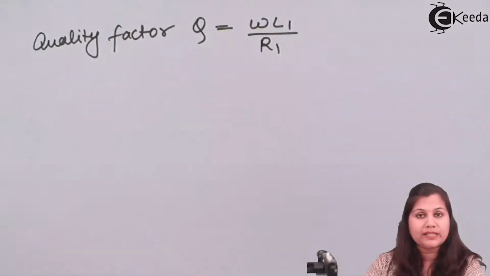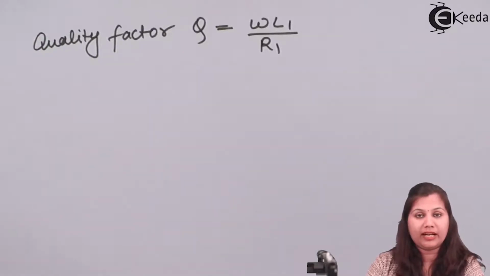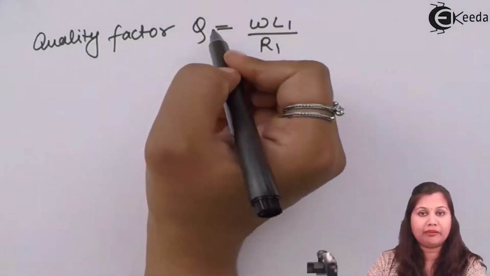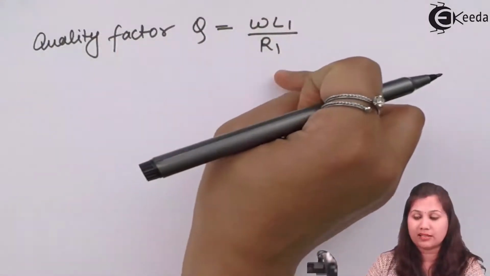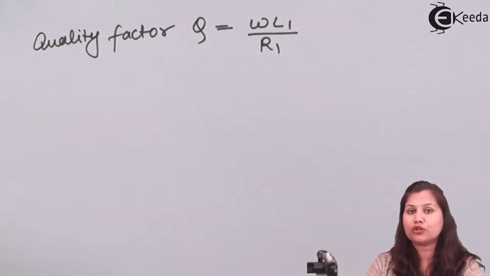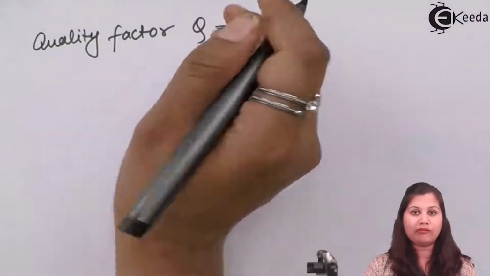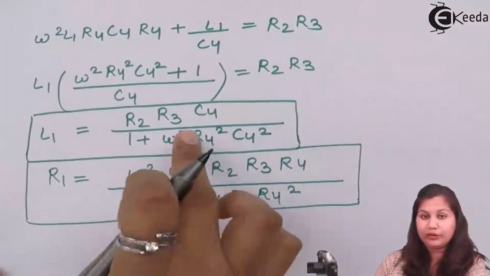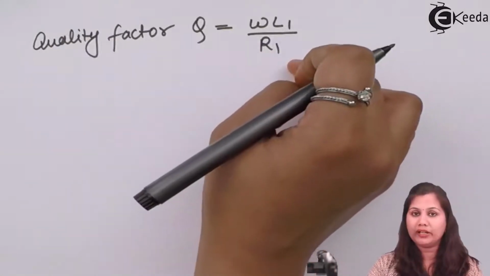In a resonant circuit, which can be a series resonant circuit or a parallel resonant circuit, where we have a resistance, inductance and capacitance, the quality factor can be found by the ratio of the inductive reactance divided by the resistance. So inductive reactance XL is equal to omega L1, so Q is omega L1 upon R1. L1 and R1 we have already calculated, we already know their values. So just putting their values in this equation, we can find out the quality factor.